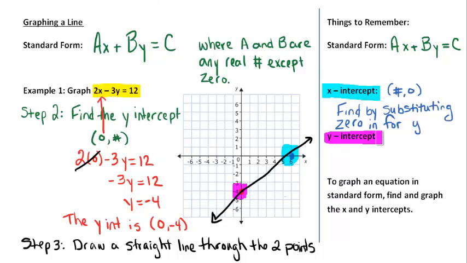My y-intercept was located on my y-axis. That's where my line crosses or intersects the y-axis. It's always at 0, comma, a number. And so I find my y-intercept always by substituting 0 in for x.